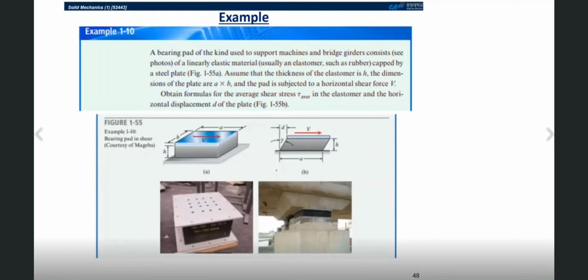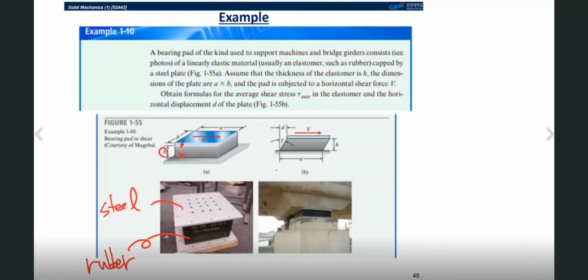A bearing pad of the kind used to support machines and bridge girders consists of a linearly elastic material capped by a steel plate. So here is the figure of the example. The rubber elastomer R is at the bottom and the top is the steel plate S. Assume that the thickness of the elastomer, the rubber, is H.